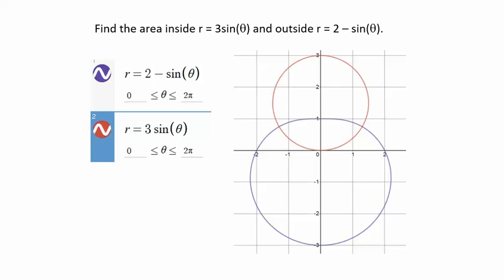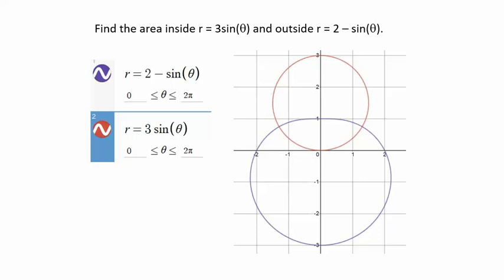In this video, we're going to look at finding the area inside a certain polar equation, r equals 3 sine theta, and outside a different one, r equals 2 minus sine theta. So we have this graph here, and we have the purple one and the red one. We want to be inside the red graph and outside the purple graph. So we want to be inside this circle and outside this graph right here.